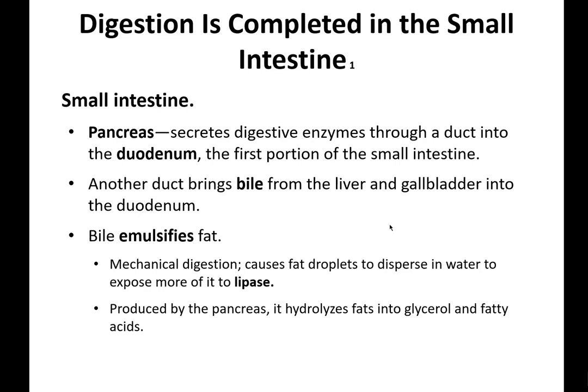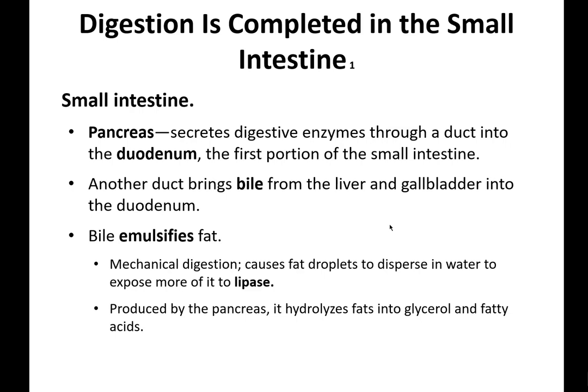The small intestine. The small intestine is smaller in diameter, but is the longest organ in the GI tract. The small intestine has 3 regions: the duodenum, the most superior part, the jejunum, the middle part, and the ileum, the most inferior portion.